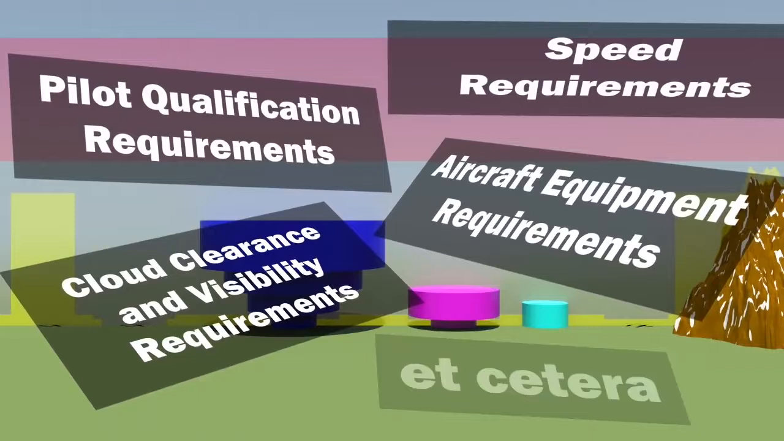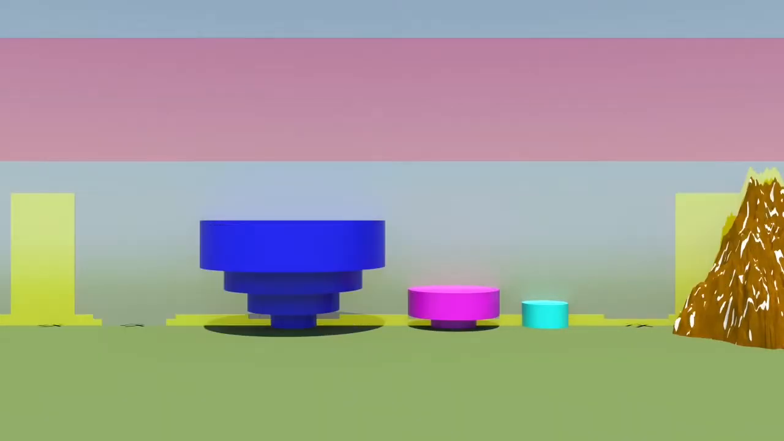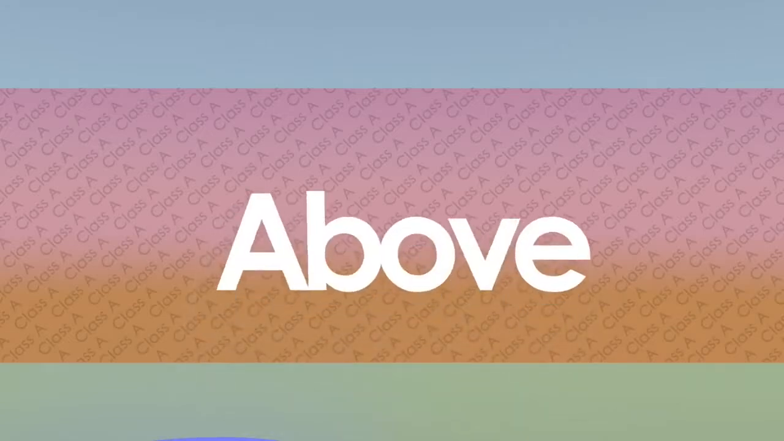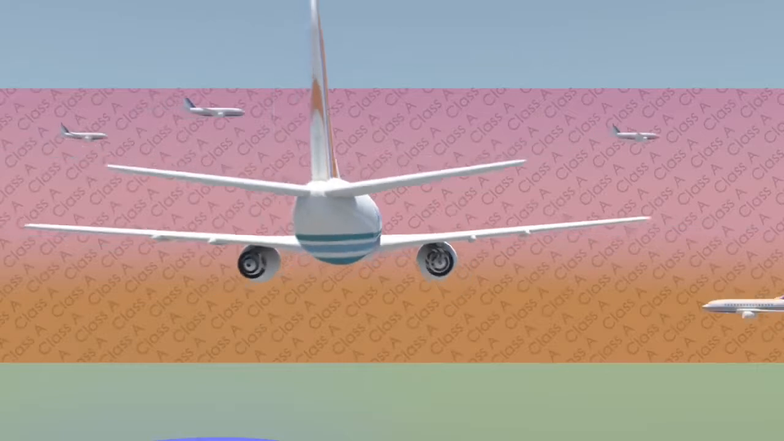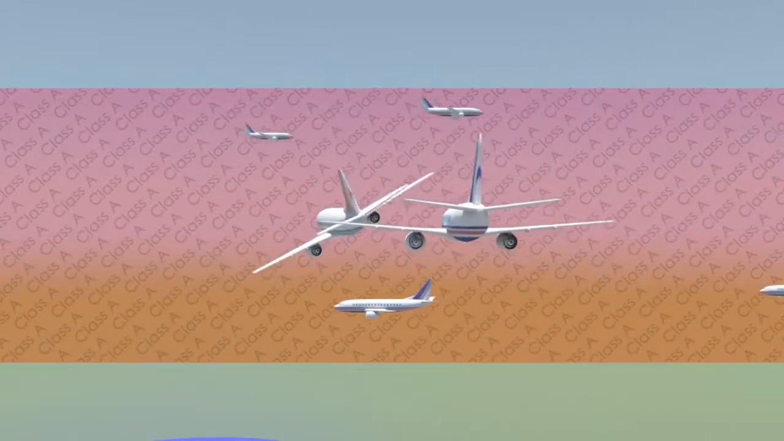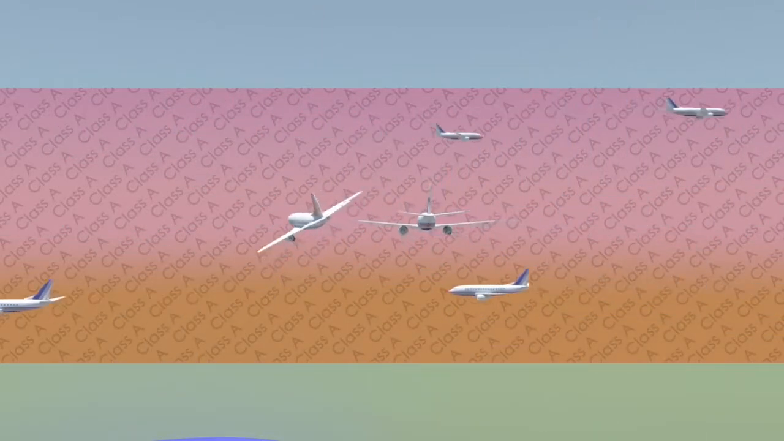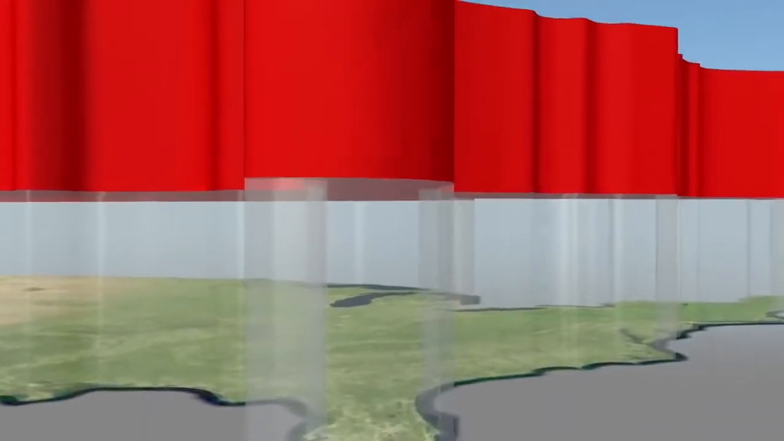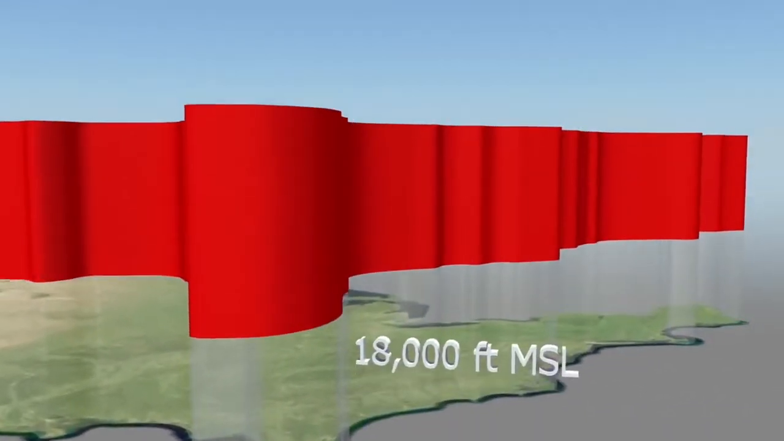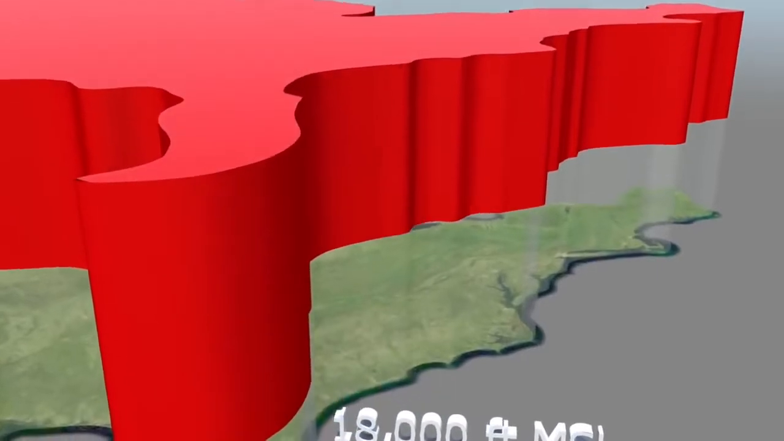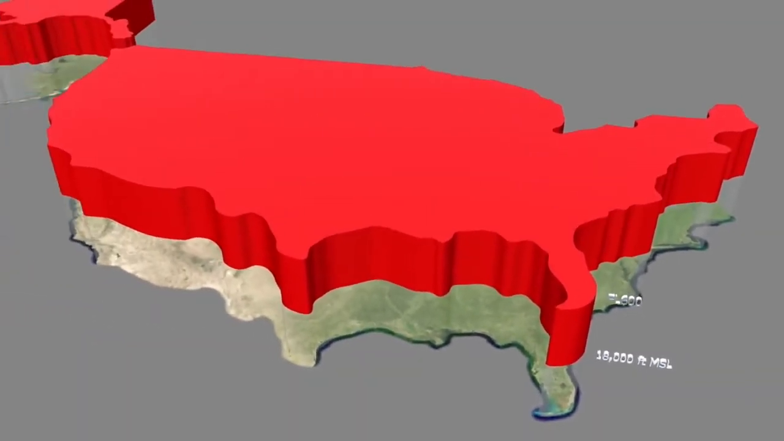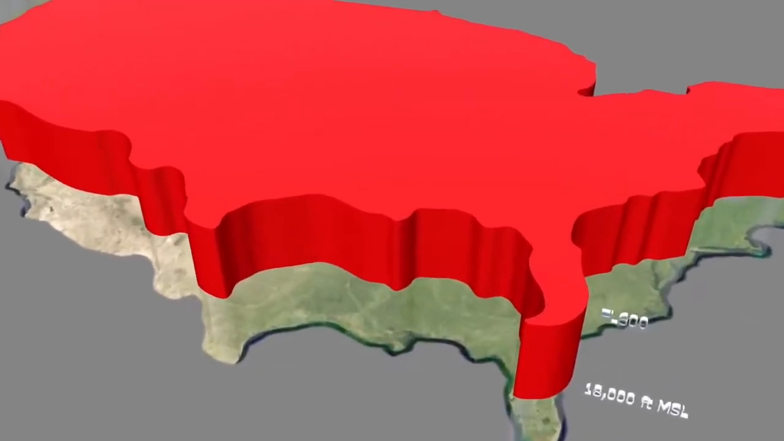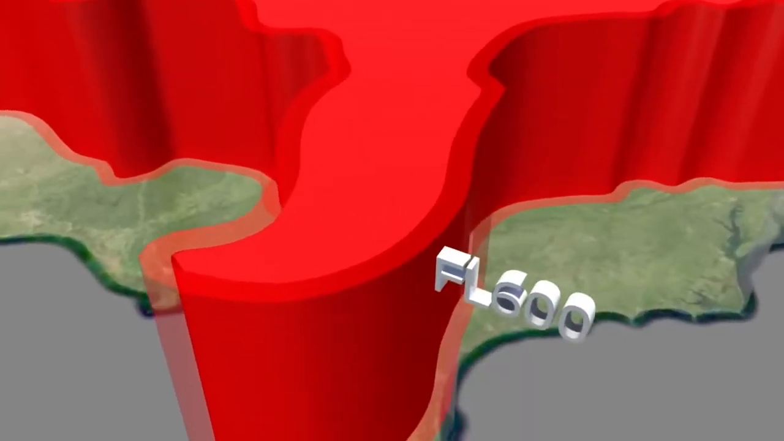An easy way to remember Class A or Alpha airspace is that it is above the airspace that small aircraft operate in. Most of the traffic operating in Class A airspace will be commercial airlines or corporate and military jets. Class A airspace is located from 18,000 feet MSL up to and including flight level 600 and covers both the 48 contiguous states and Alaska and extends offshore 12 nautical miles.